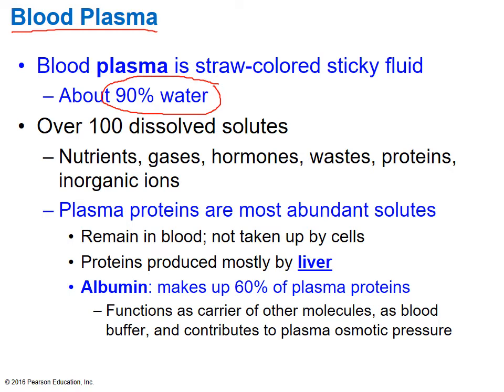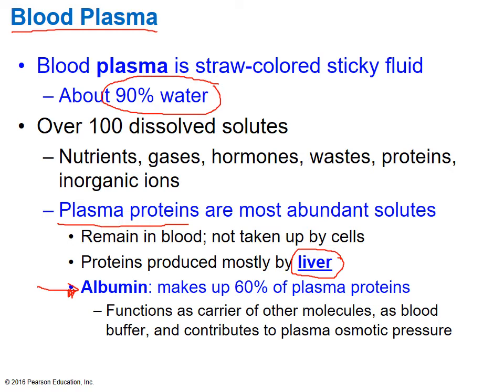But one thing I definitely want to mention that is very important is that the most abundant solute, so the most abundant particle that we find within the plasma are actually plasma proteins. And plasma proteins, the majority of them are being produced by the liver. They play many different roles, but the one I want to focus on is albumin. Albumin is the most common plasma protein that you will find floating around in your bloodstream.